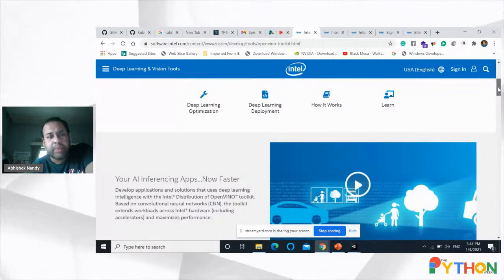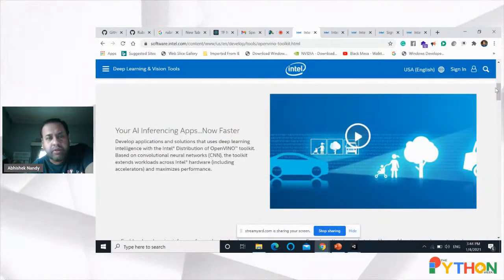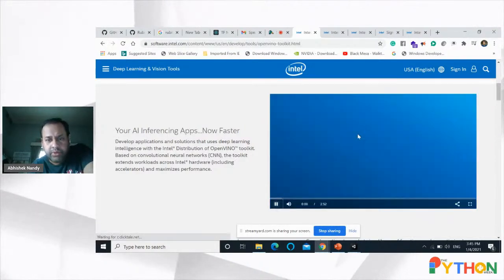We have a complete set of tools associated with it. You have the deep learning optimization process and deployment, and on this particular page, if you go along, you will see the process of learning it and how it can be applied. So without further ado, I will share a small video of 1 minute, and we can see how the entire OpenVINO network works.